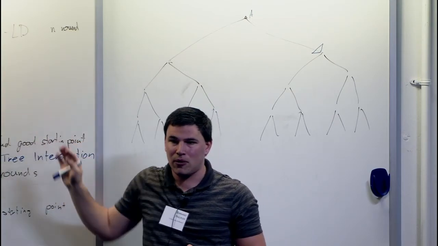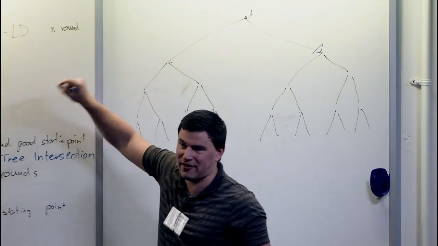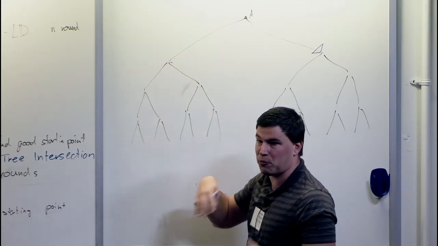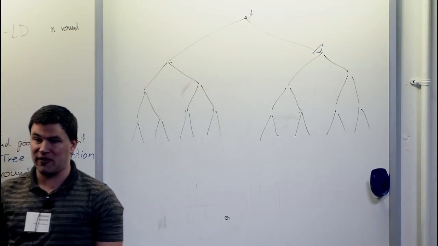But could you repeat what happens in the next round? Okay, I understand the first round. In the first round, we just take the root as a starting point. We compute the next log squared n rounds. We protect it by a list decoder. Now, in the next round, we look at the outcome of this list decoder.